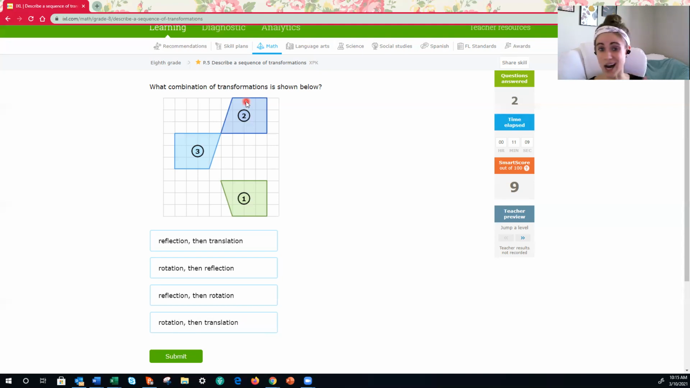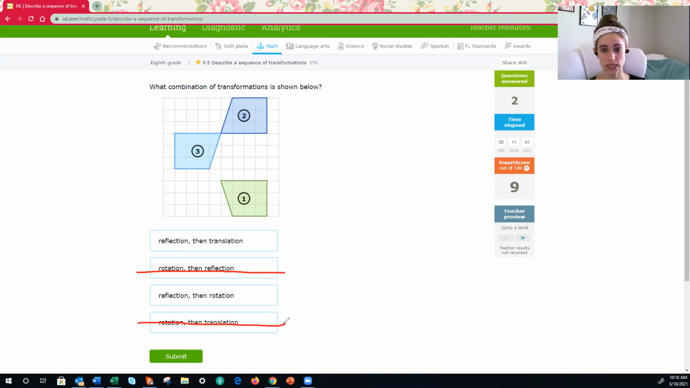So that tells me it was not just translated up, which means is it reflected or rotated? Looks like it was flipped to me. It's a complete flip. It is a complete mirror image. Therefore, the first transformation is a reflection. I can go ahead and use that to eliminate a couple answer choices. So the first one was a reflection, which means it can't be this, nor can it be choice number 4.